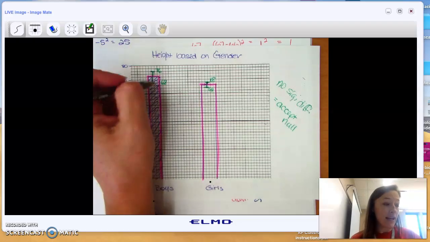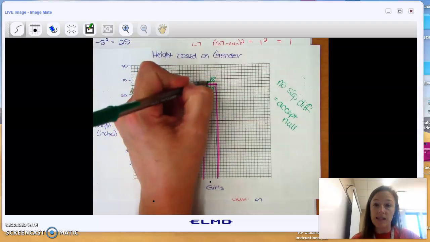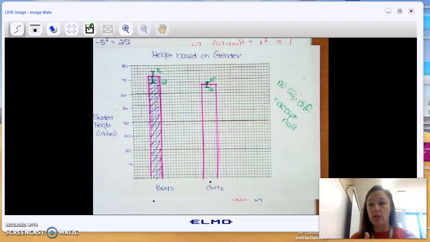If, however, they had not overlapped, let's say this one went down to 69 and this one only went up to 68, so there was no overlap, then we could say with 95% confidence we would reject our null and say that there is a significant difference. So that is how you calculate standard error, plus or minus 2 standard errors. That's how you add those bars, and that is also how you use that to accept or reject your null. I hope that helps.